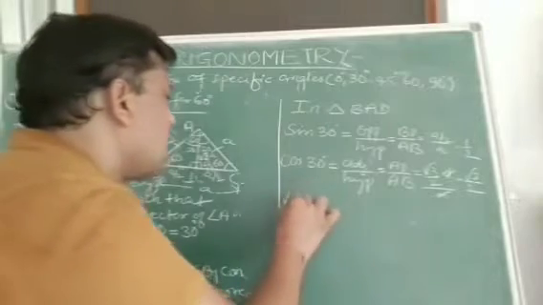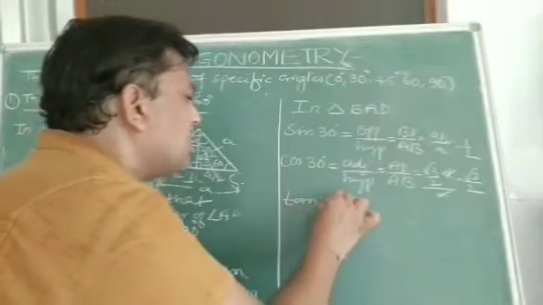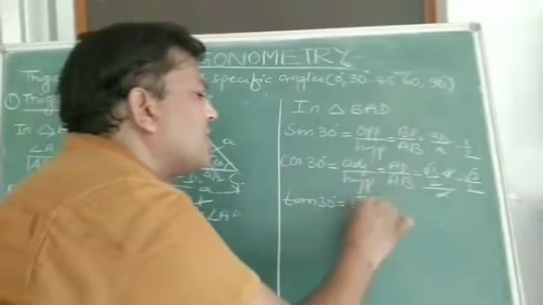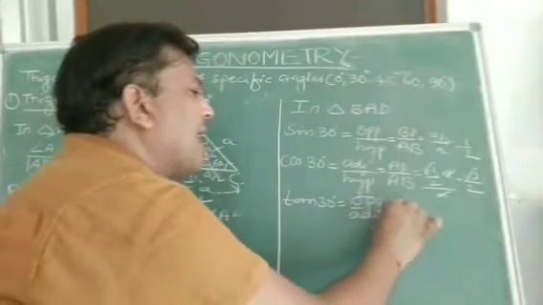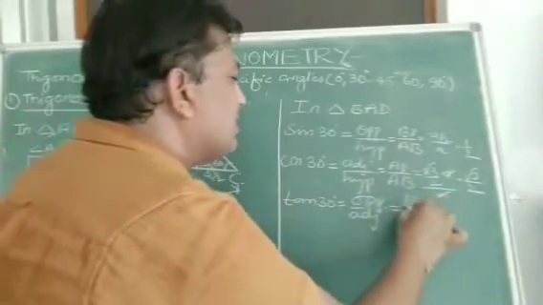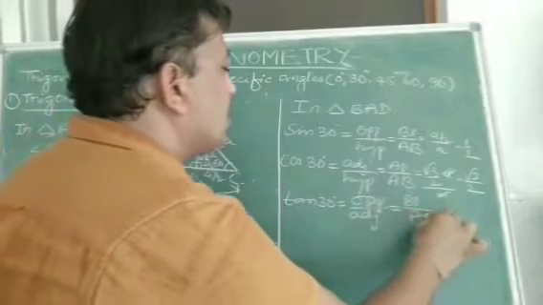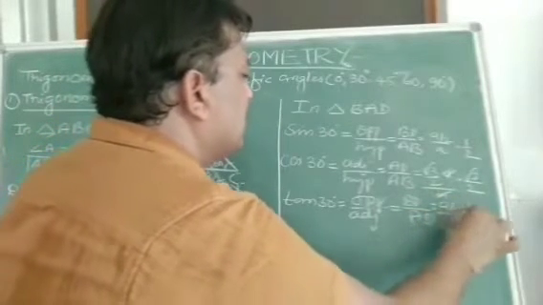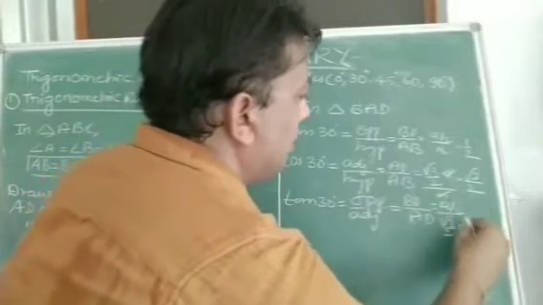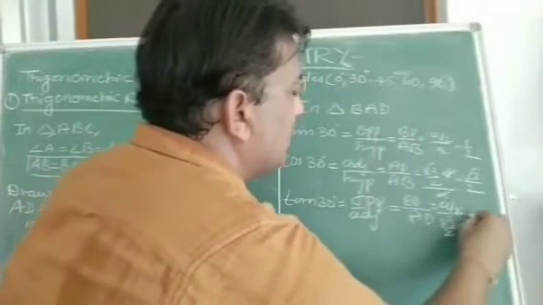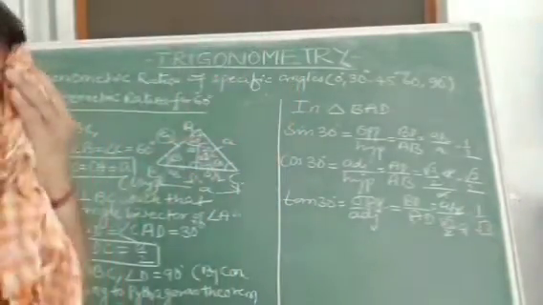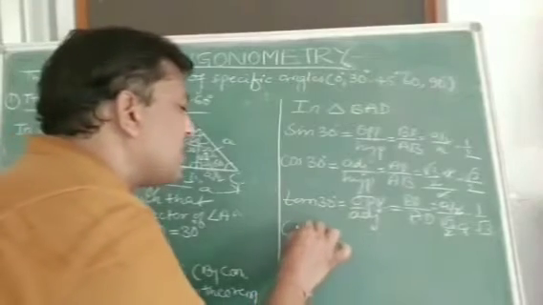Okay, children. Now tan 30 degree. Tan 30 degree is equal to, what is the formula? Opposite upon adjacent. Opposite with respect to this is BD and adjacent is AD. So children, BD how much? A by 2. AD how much? Root 3 by 2 A. A cancels, 2 cancels. How much do we get? 1 upon root 3. So once we find these three, the next ones can be found automatically.